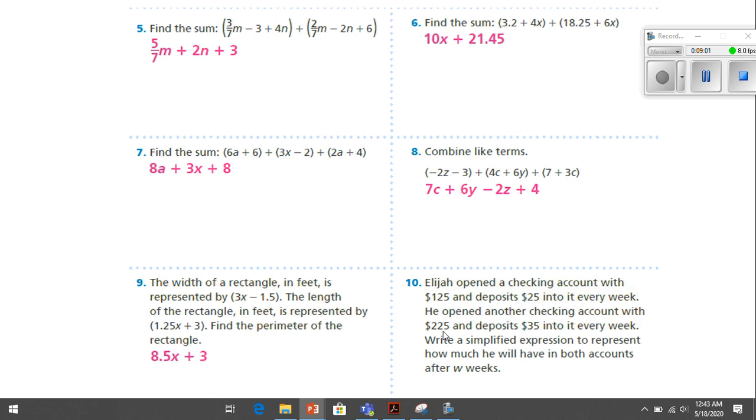That's going to be 350. All right. And now these are going to be multiplied to W because they are both for every week. And we don't know how many weeks have gone by, but we do know that $25 went into this a week, 35 went into this a week. 25 and 35 make 60. So this is going to be plus 60W. And there you go, 350 plus 60W.